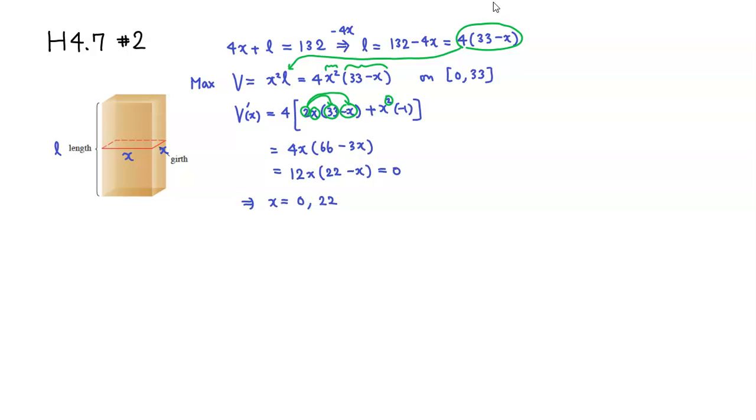Right? So let's look at the volume at 0, which is the left endpoint, then at 22, which is the critical number, and then at 33, which is the right endpoint. Let's compute that. For x equals 0, that's easy, you can just plug it in and it's going to be 0. For 33, same thing: 33 minus 33 is 0, so that's going to be 0.